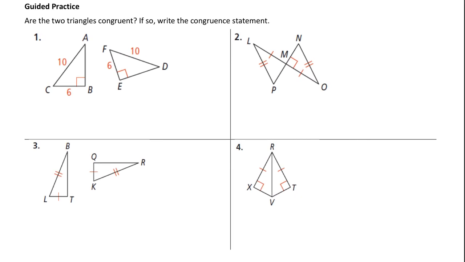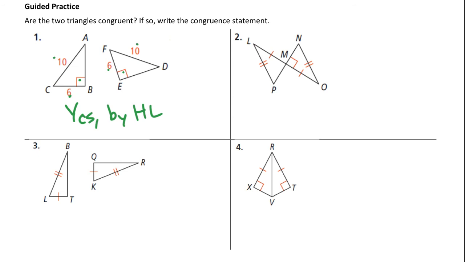And then the last part is another thing that I throw on a quiz, maybe a 1 or a 2 level type of question: are the triangles congruent? And if so, we'd write the congruence statement. So we'd have to think about, does it fit all the criteria? For number 1, the triangles are right because the angles are marked as right angles in those triangles. 10 and 10 are hypotenuses, 6 and 6 are legs. So I would say yes by HL.